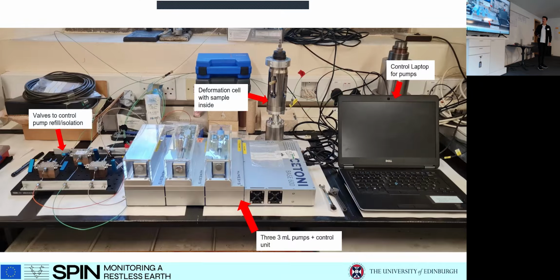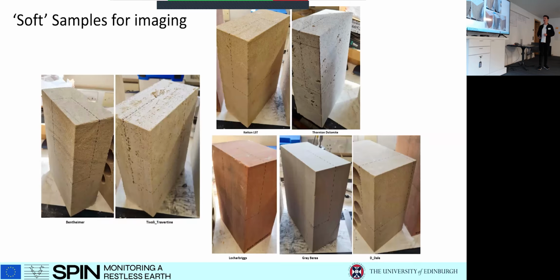This is a quick overview of the lab setup. So we've got our deformation rig in the back, got 3 pumps, some valves to isolate pressure if we need to, and this is all controlled by water. So all these pipes just have deionized water in them, and basically our sample sits in here. It's in a tiny little jacket, which then we can surround with water to create some confining pressure, and we can inject into that sample as well to create some pore pressure as well. So very, very simple to set up, which will come in handy later on.